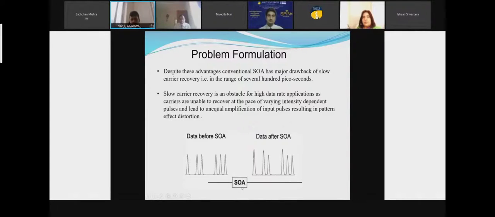Now what is happening is this: when the input data interacts with electrons in the conduction band, stimulated emission occurs, which leads to depletion of electrons in the conduction band. Then, when the next input pulse comes, because of the depletion, the next pulse will not be amplified equally. So the pulse you can see is amplified unequally.